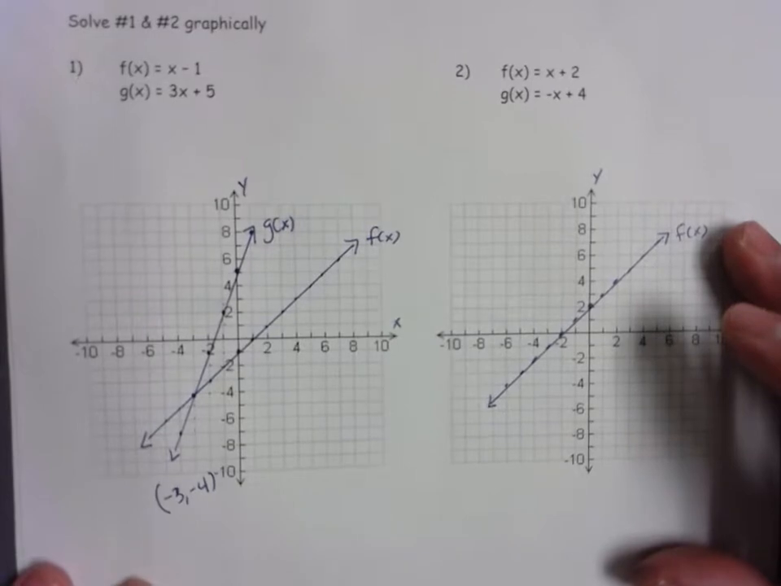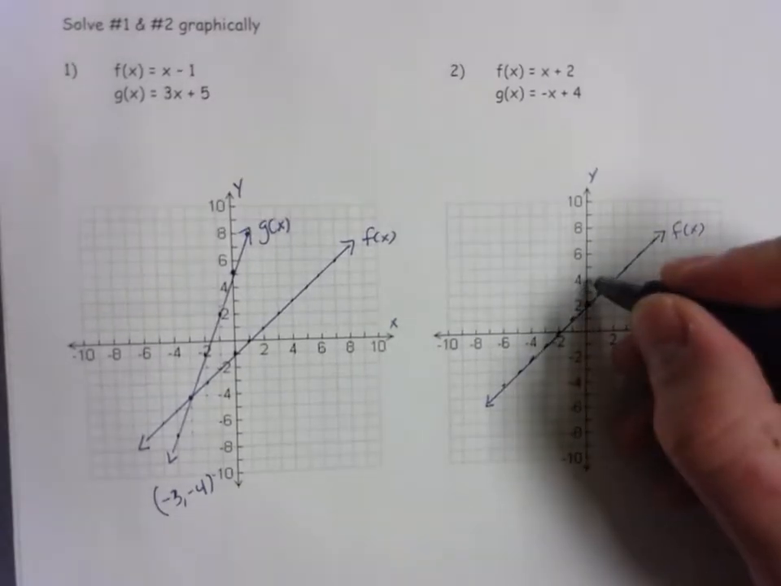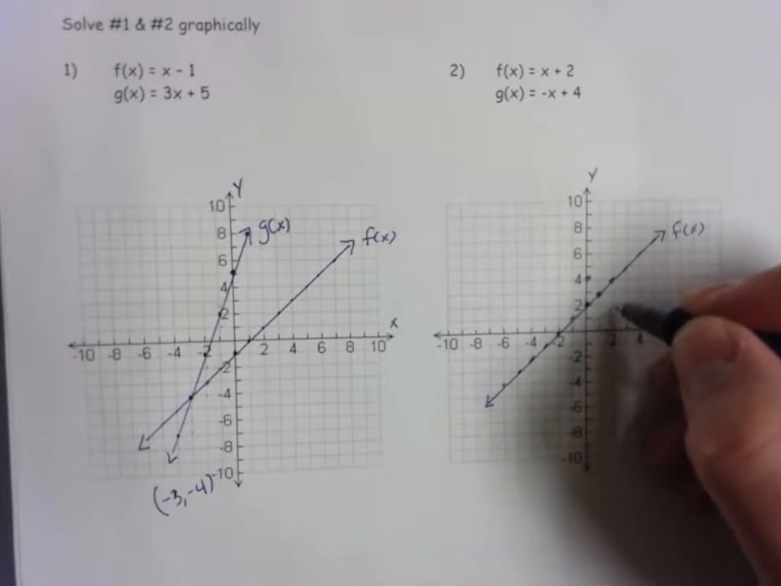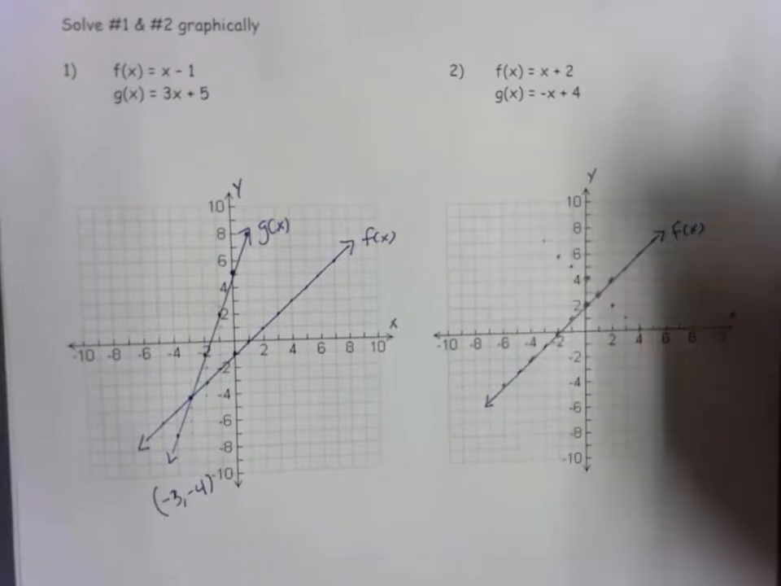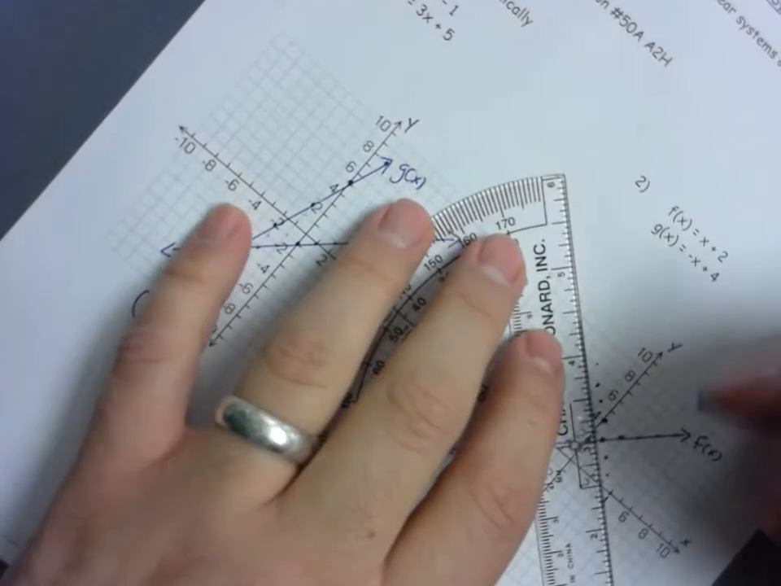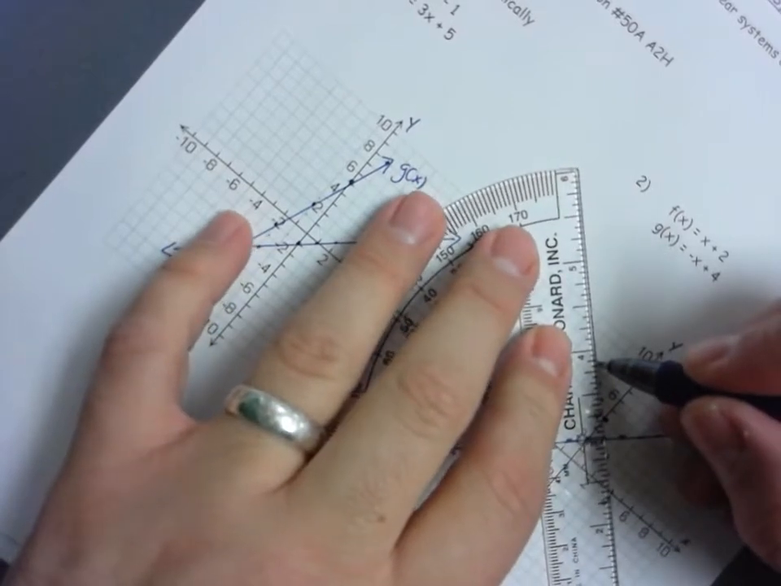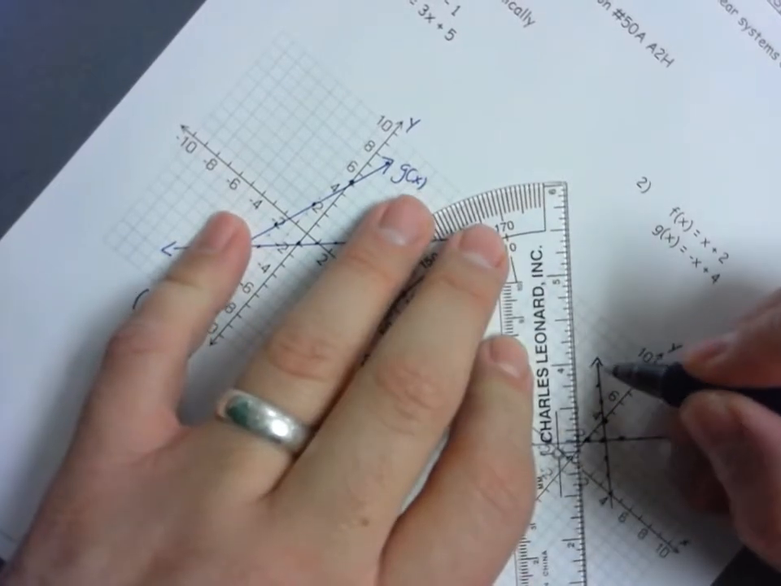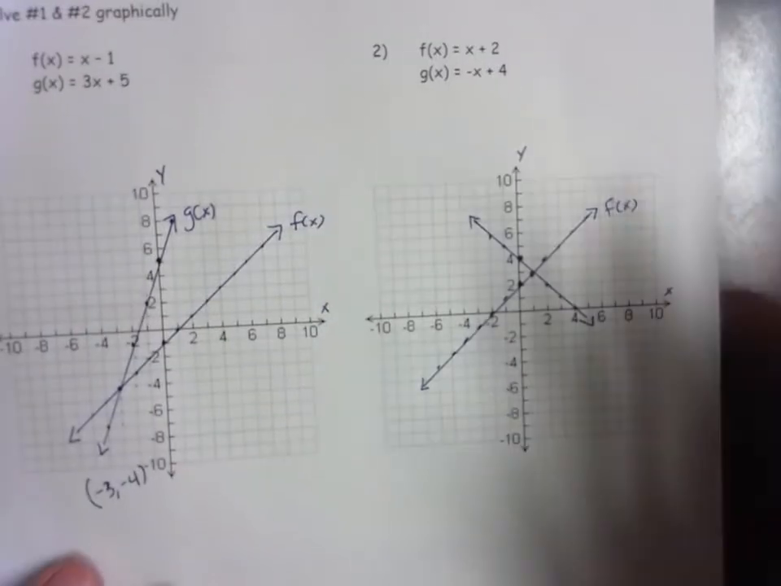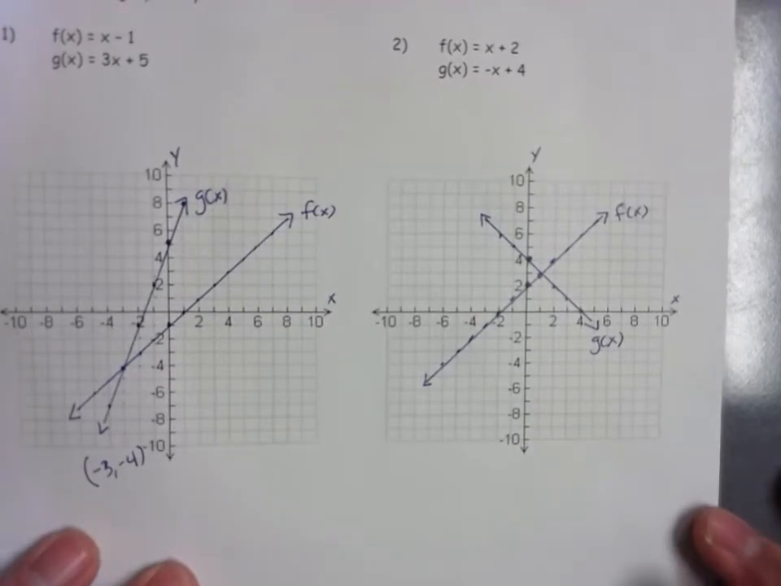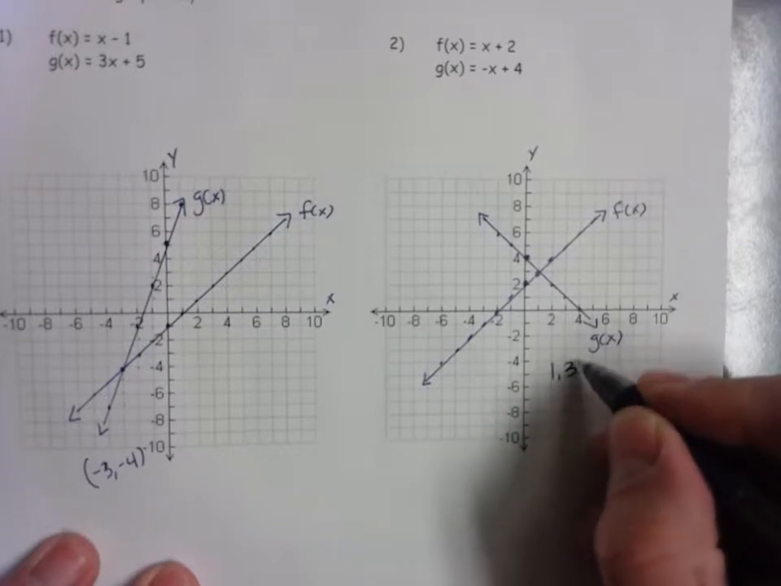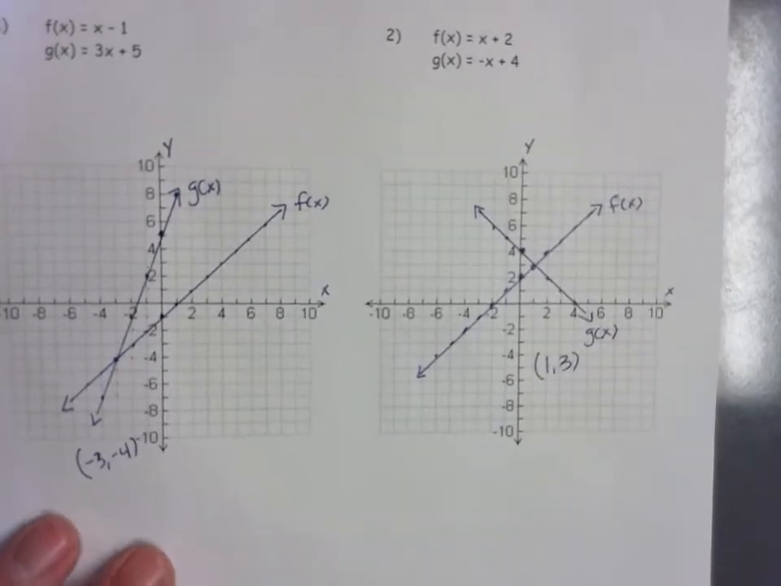Okay. G of x starts at positive 4. Goes down 1 over 1, down 1 over 1, as it has a negative slope. Let's graph that in. There's your g of x. And we find that that meets at 1, 3. That's my ordered pair as my solution, which can be checked.